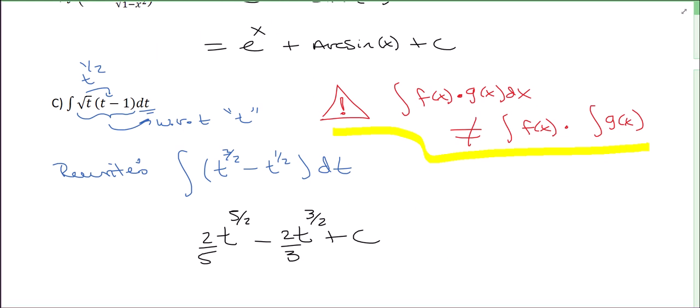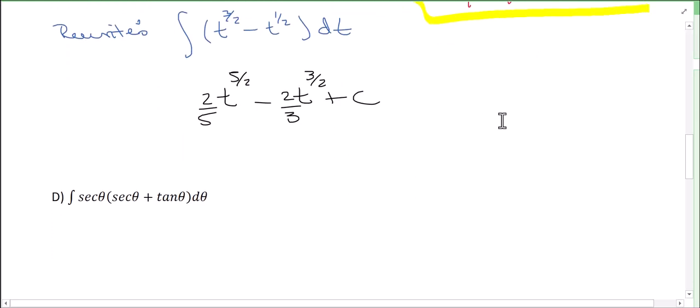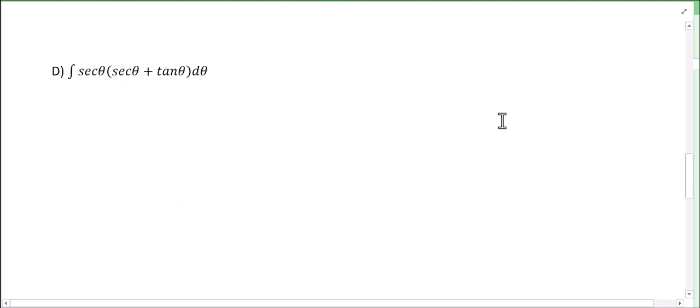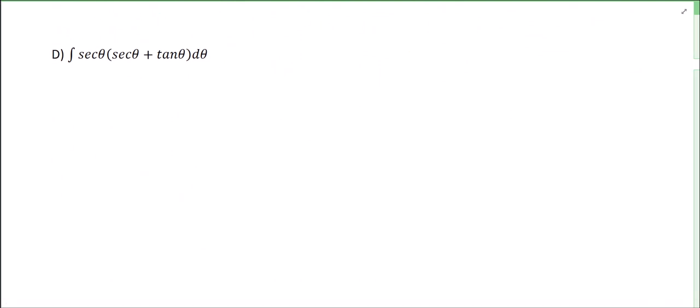So let's look at part D. All right, so we have another, it's not an x anymore, and we have to get used to working with different variables. As long as I have the same variable here and then d theta, well, actually you don't have to have the same variable, but this d theta tells you you're taking the antiderivative with respect to that variable.